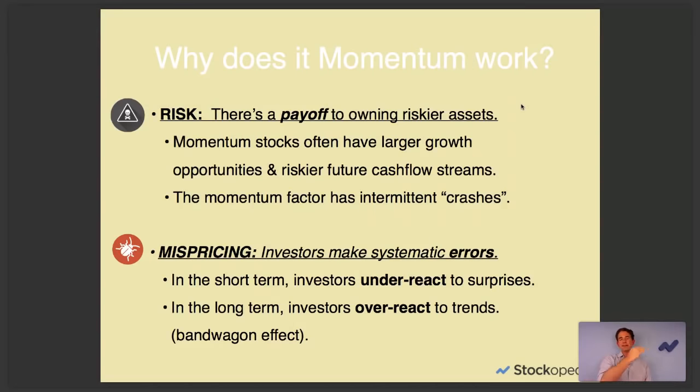But as the information starts percolating in the market and the stock starts trending up, it creates what's called a bandwagon effect, and investors will overreact to that trend and they'll push it too far. So you get this kind of underreaction on one side and overreaction on the other. And that's important to understand.